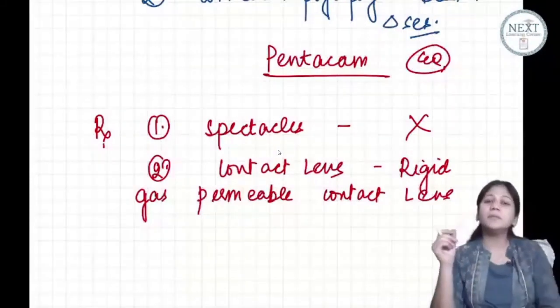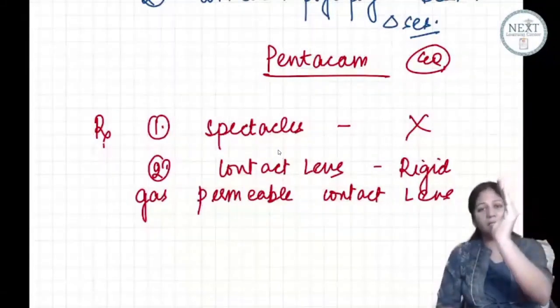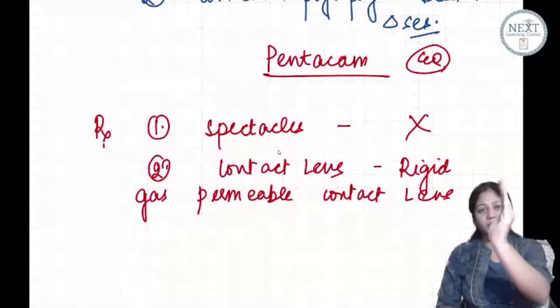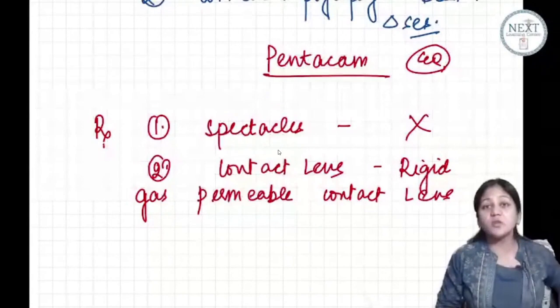Rigid gas permeable contact lenses have a property that if your curvature has gone this way, if you keep on wearing RGP lenses, the cornea curvature will come back to normal. Okay, but it does not stop the progress.